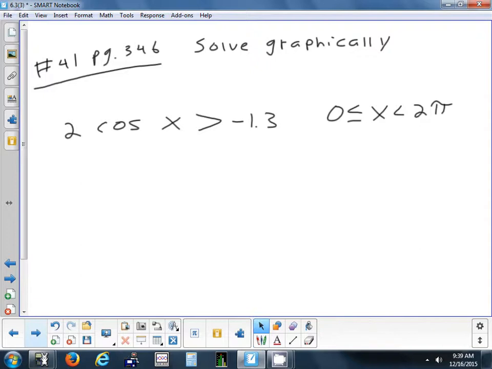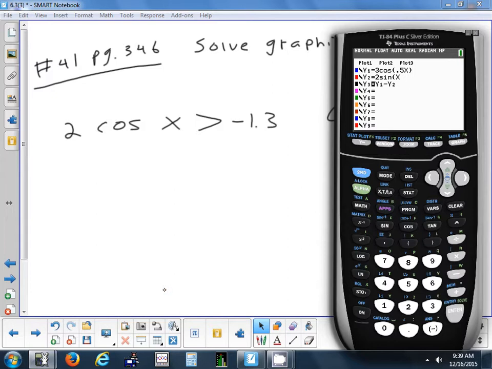All right, so last problem is an inequality. This time, I don't want to know where they cross. I want to know where one is above the other. So our answer usually isn't a single number, like x equals 3.14. What kind of answer do we usually get with inequalities? A single number? Well, when you're solving an equation, you get a single number.